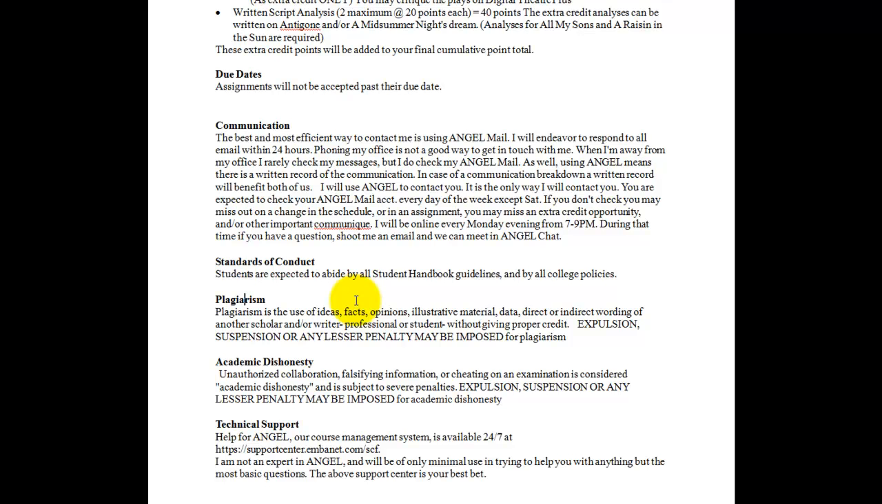And I do that for your benefit, because the plagiarism policies at most four-year schools is much stricter than ours. And you need to get used to that, because most of you, or a lot of you, will be transferring to a four-year school.